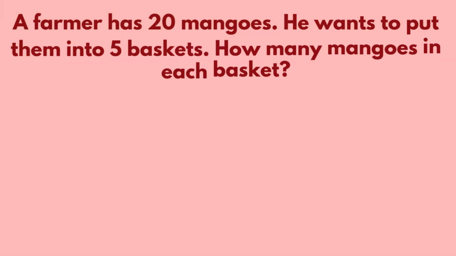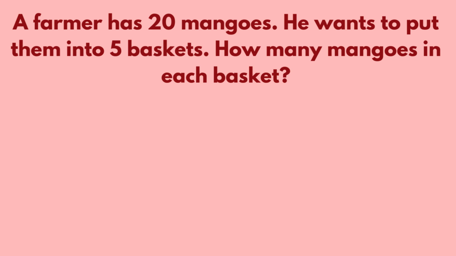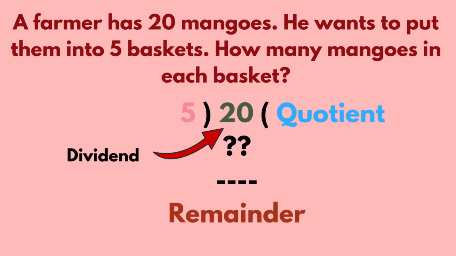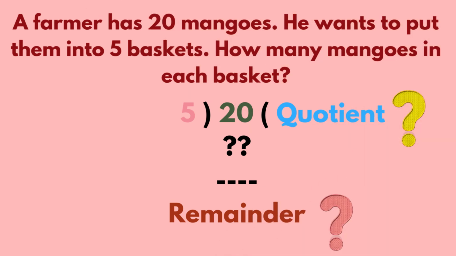A farmer has 20 mangoes. He wants to put them into 5 baskets. How many mangoes in each basket? Here 5 is the divisor, 20 is the dividend. Find the coefficient and remainder. We need to know the 5 times table.